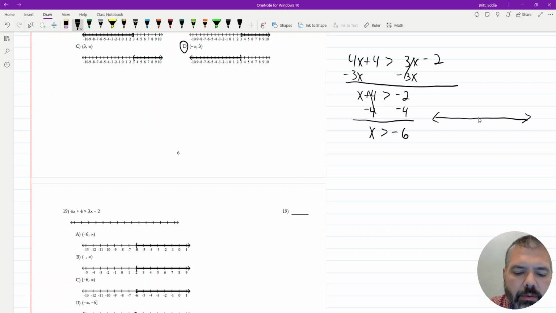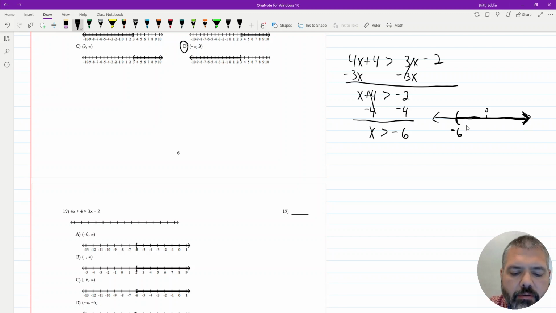all right, so you know we have a 0 somewhere. So I have a 0 right there. Well, negative 6 is to the left of 0. This is x is greater than negative 6. So there's no equal to sign, so we're going to put a parenthesis, and greater than means shade to the right. So parenthesis, shade to the right.